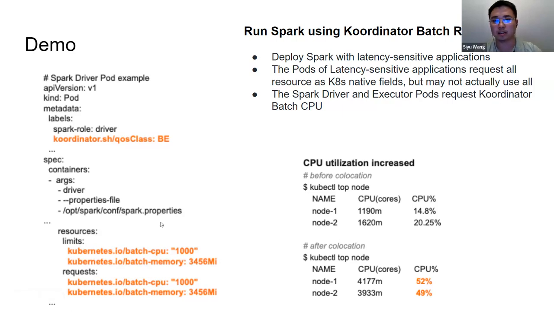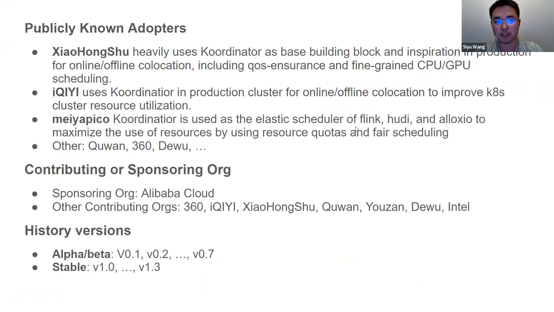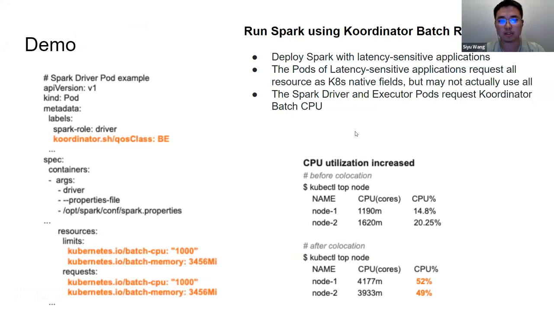The pod of latency sensitive application requests all resources as Kubernetes native fields, but the latency sensitive applications may not actually use all, so that Spark can use more resources than its declaration. You can see after colocation, the CPU utilization is more optimized than before colocation.